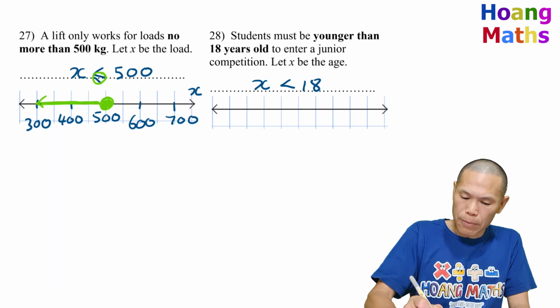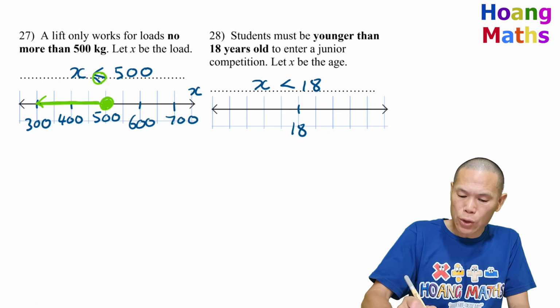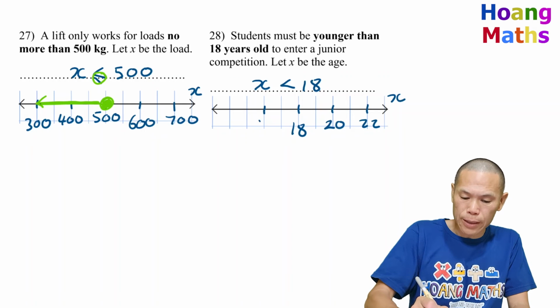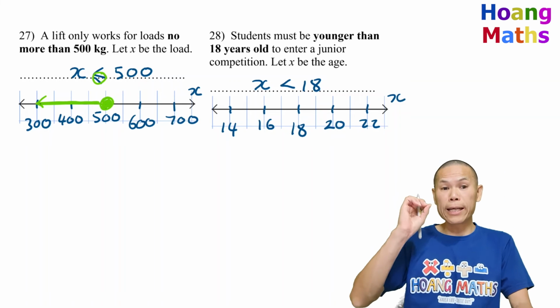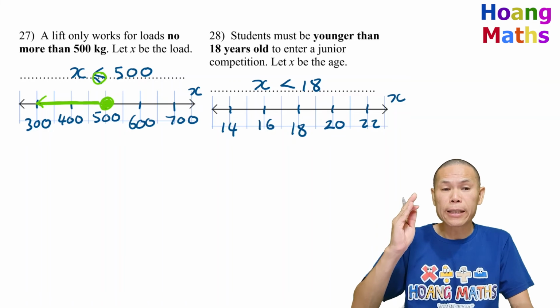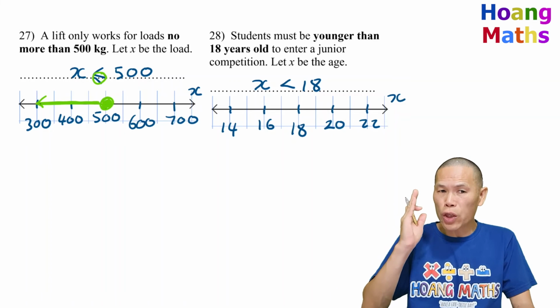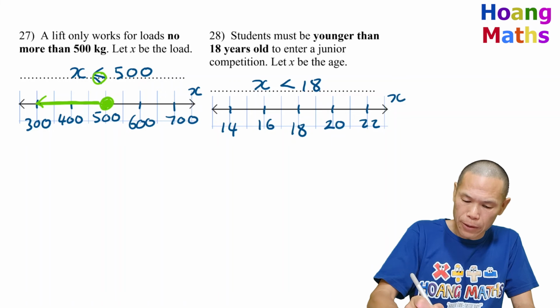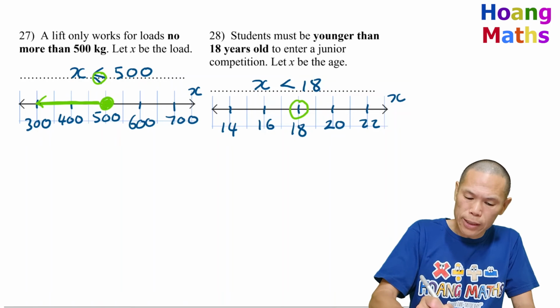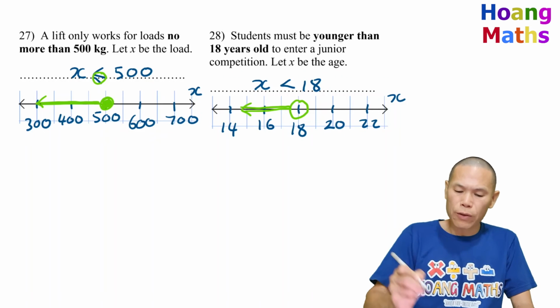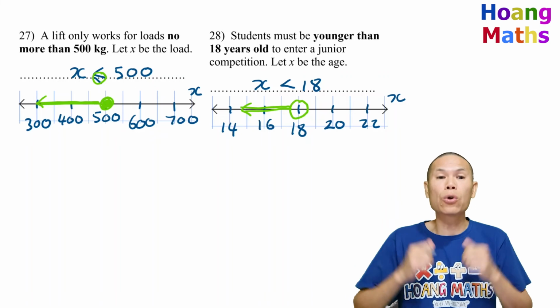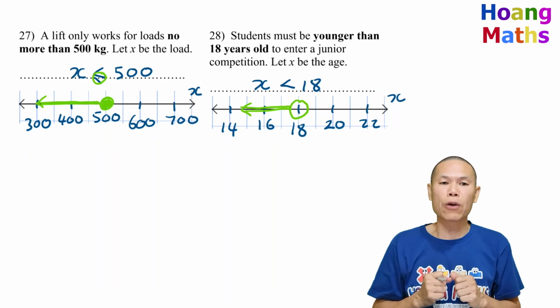So let me just write 18 here. 19, 20. And then this is 21, 22. X, and then 17, 16, 15, 14. So there you go, less than 18. So all the numbers below 18, in other words, on the left hand side of 18. Let me circle 18 here and all these numbers less than 18. And of course, we leave the circle empty because we are not including 18. Okay, and I hope you got it correct.